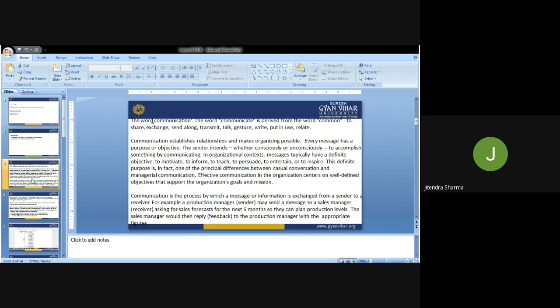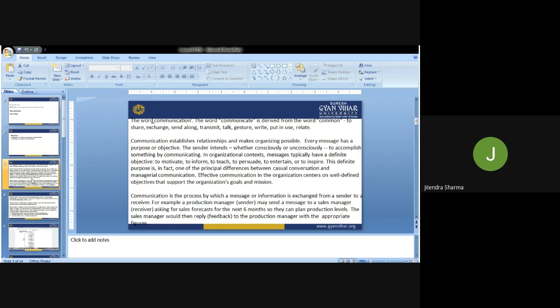Effective communication in the organization centers on well-defined objectives to support the organizational goal and mission. That is why communication is very important: it is a center of attraction, built on well-defined objectives that support organizational goals. The message is very clear, as we are communicating down the line what the goals and objectives are. So if effective communication is there, we will have a very good opportunity to achieve the goals, objectives, vision and mission of the organization.